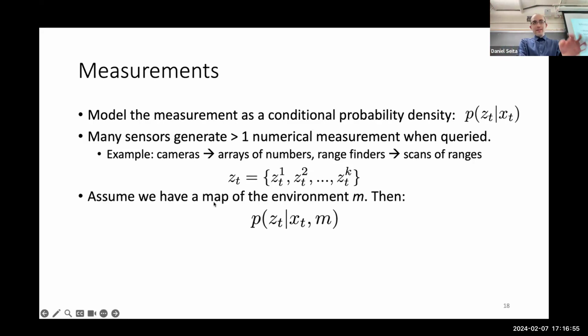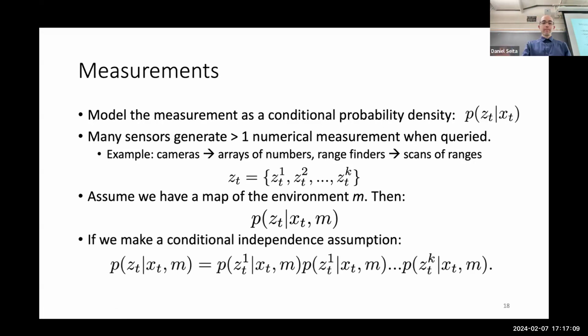And again, if you're reading the book, they assume that you have the map of the environment. Maybe you don't if you're not doing localization or whatever, but we're assuming that's usually the case when we study the textbook. And if you also want to, you can make a conditional independence assumption, if you think it's justified for your sensor and your problem, then sure, go ahead.